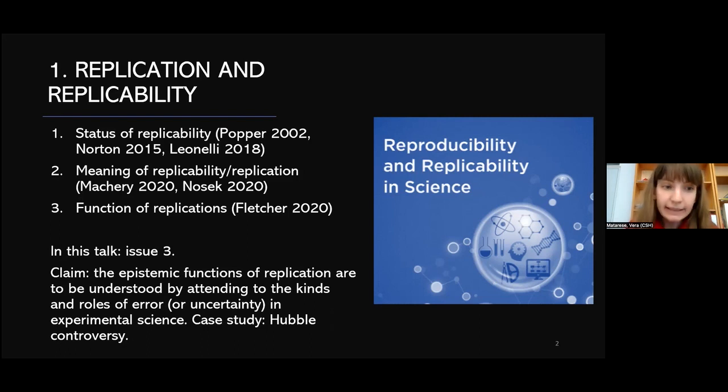Okay. So basically, the epistemic functions of replications should be understood by attending to the kinds of error in experimental science. And we will use the Hubble constant controversy as a case study to support this claim.